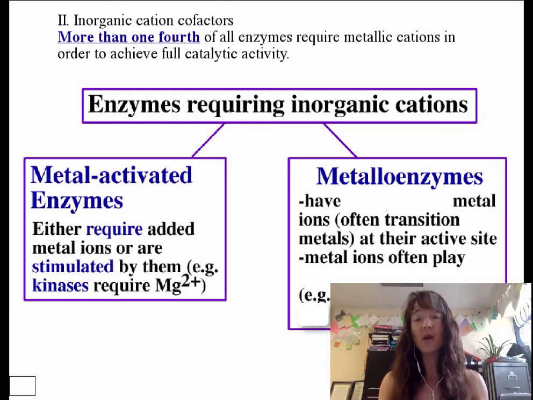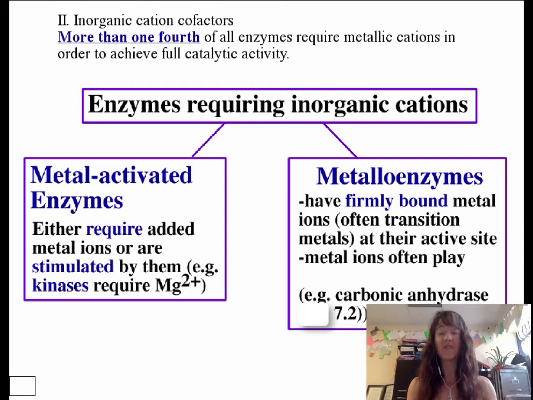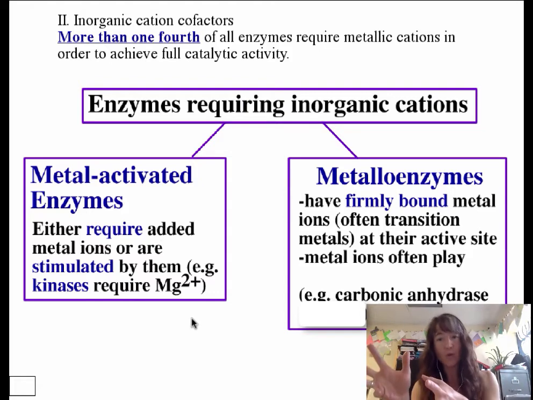So metalloenzymes are defined as having a metal ion firmly bound at the active site. So rather than the metal-activated enzymes, where, remember the example we looked at, the magnesium ion wasn't in any way bound to the enzyme, it was actually bound to the substrate, metalloenzymes have the metal firmly bound to the active site.